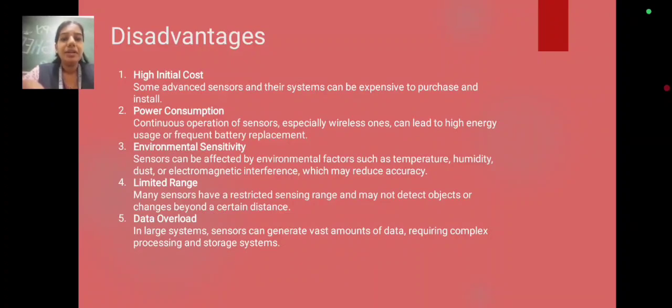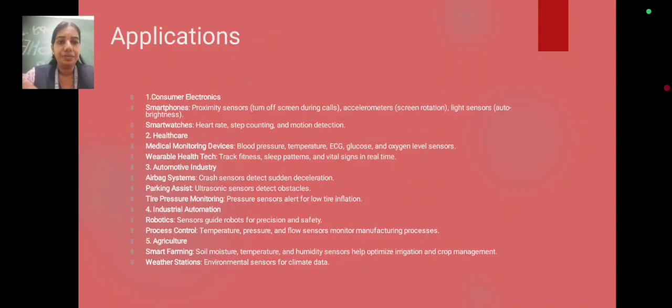The next disadvantage is limited range, that is, many sensors have a restricted sensing range and may not detect objects or changes beyond a certain distance. The last disadvantage is data overload, that is, in large systems, sensors can generate vast amounts of data requiring complex processing and storage systems. These are some applications of sensors. Sensors are used in consumer electronics. Examples of consumer electronics are smartphones and smartwatches.